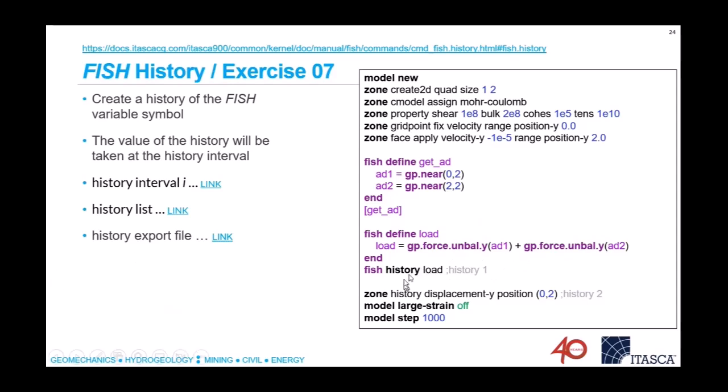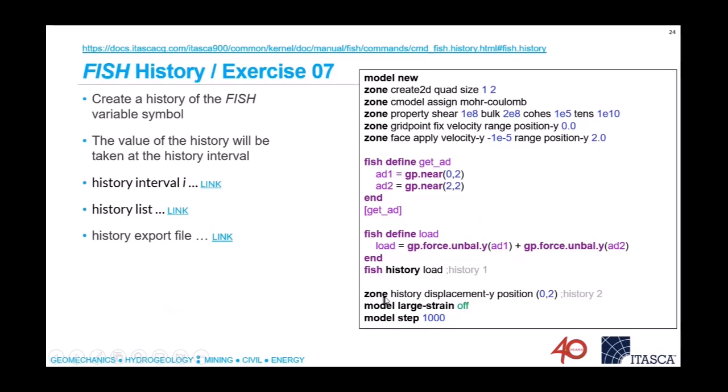We haven't assigned it any ID, but by default, the first history you make is history 1. So fish history load, that means that every step it's going to basically go and say, what's the unbalanced forces at those grid points in the y direction and sum them up. And it's just going to keep doing that every step. If we change the interval to 100, it would do it every 100 steps.